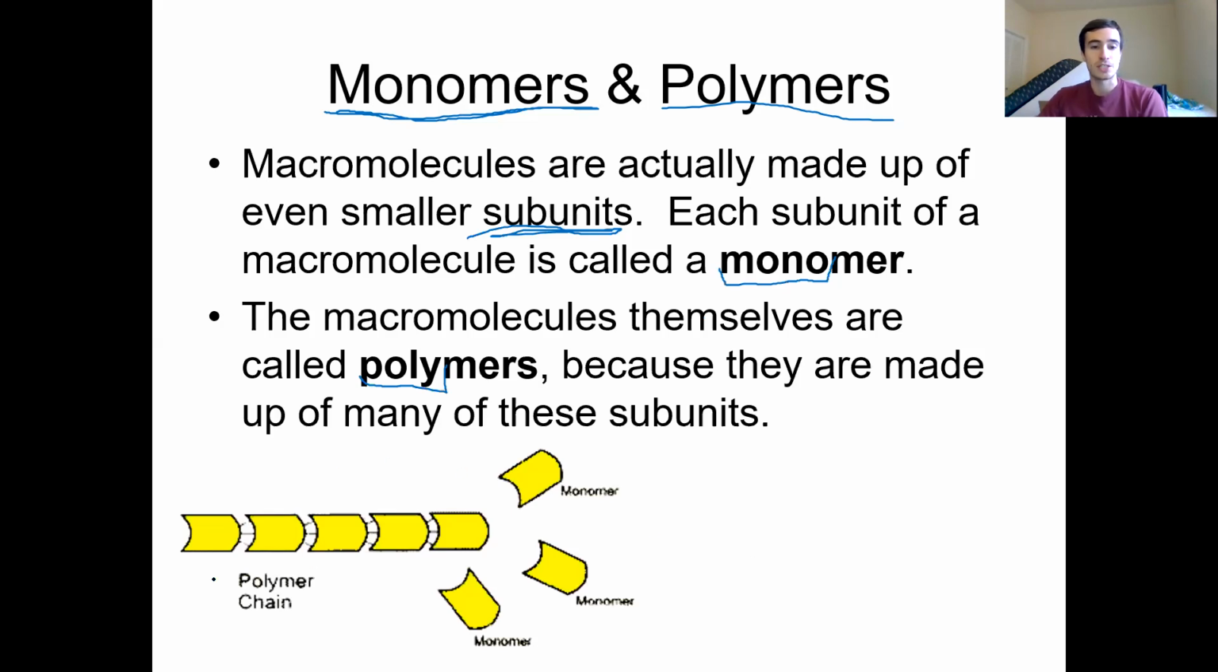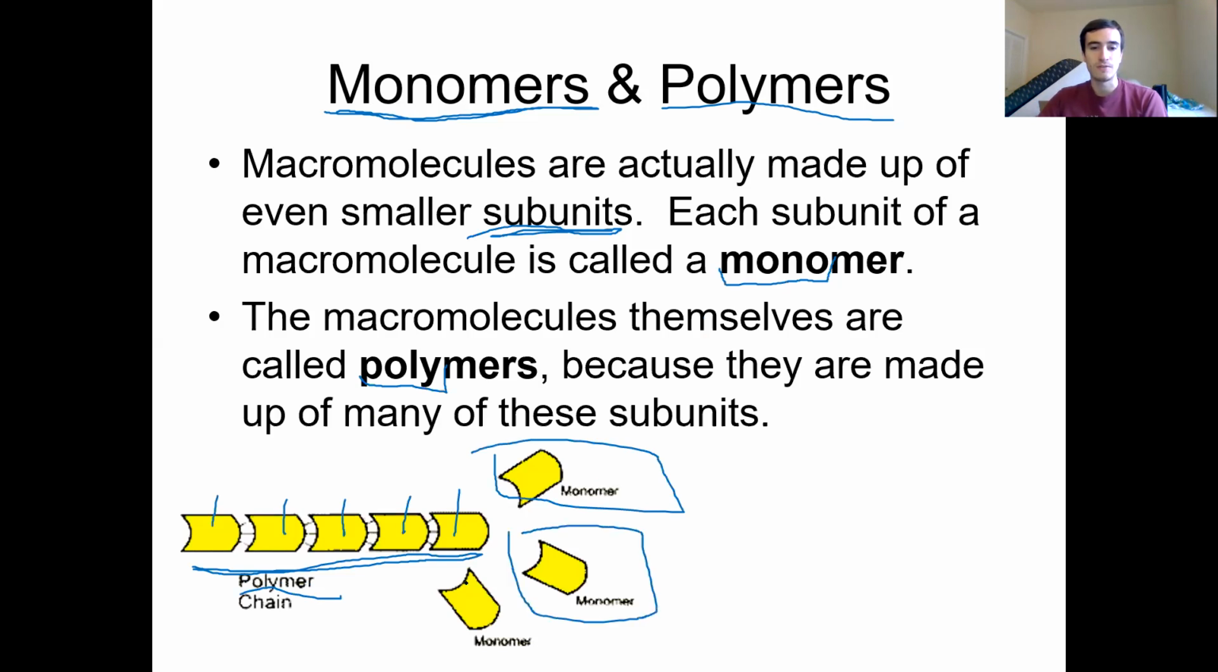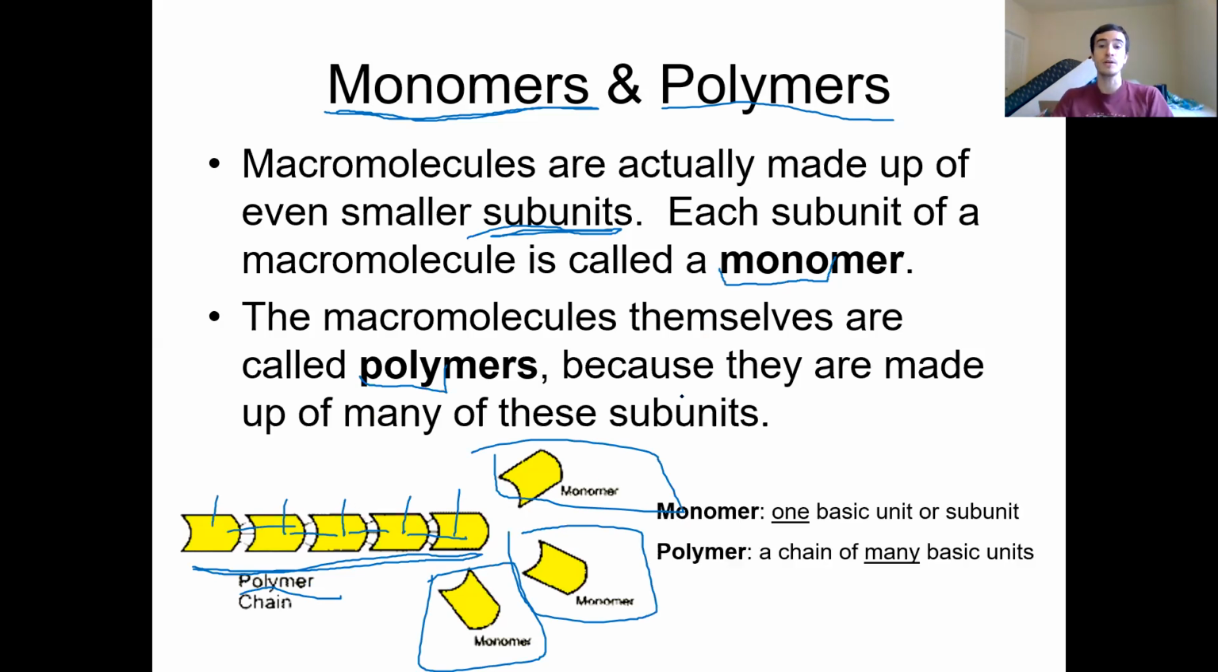So if we have this little basic chain right down here, this would be our polymer because it is a whole bunch of different subunits stacked together, but each subunit on its own is a monomer. Each individual little piece is a monomer, and then when we link a whole bunch of monomers together, we get our polymer. So a monomer is just the one single unit, like these here. And the polymer is our big overall chain of multiple units.